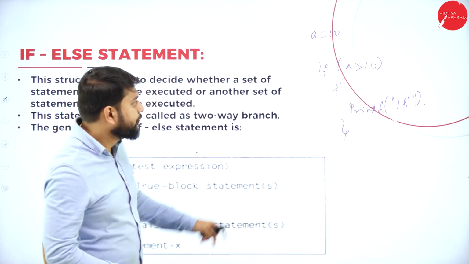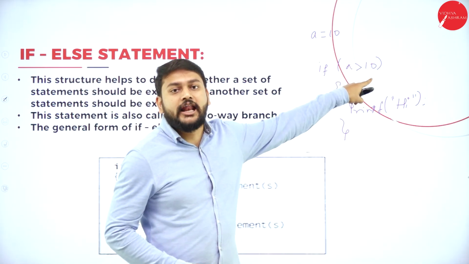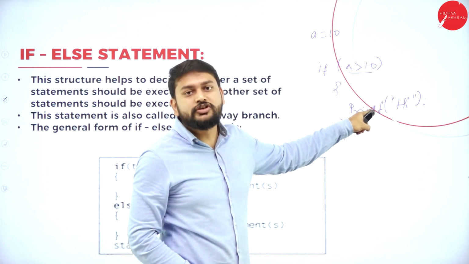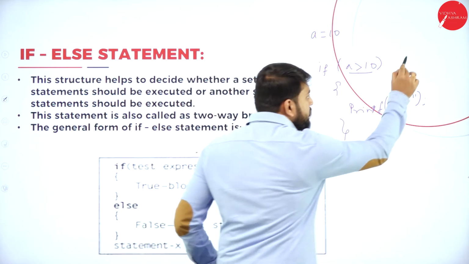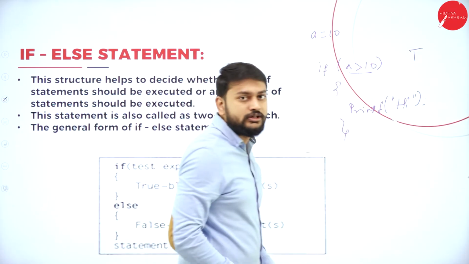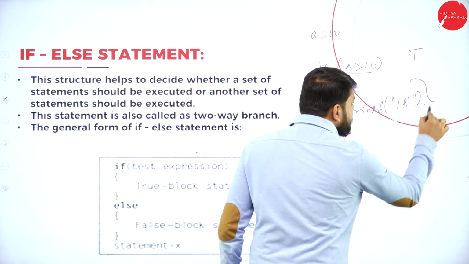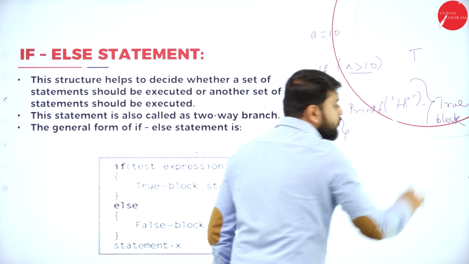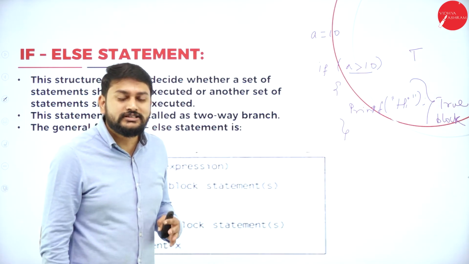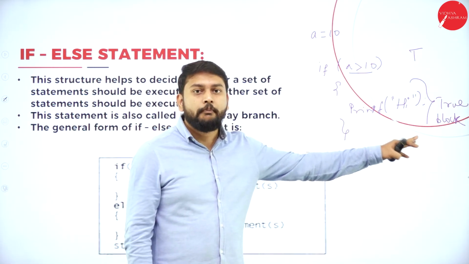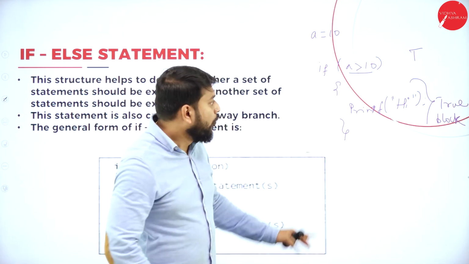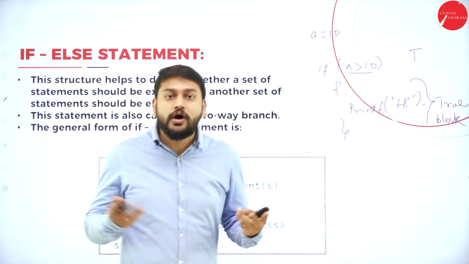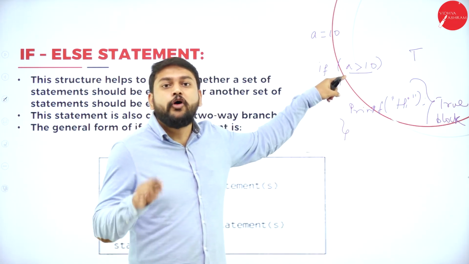What happens here? If A is greater than 10, if this condition is true, only then you execute this. So I will call this the true block. My dear students, please understand, I will call this the true block. I'm specifying what should happen if this condition is true.